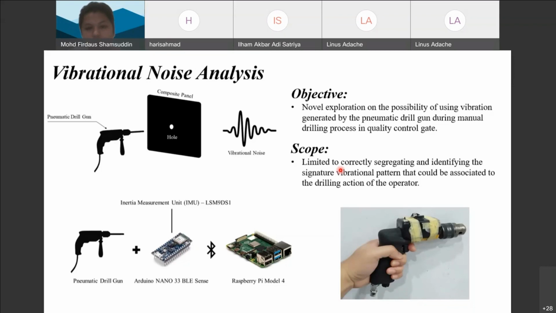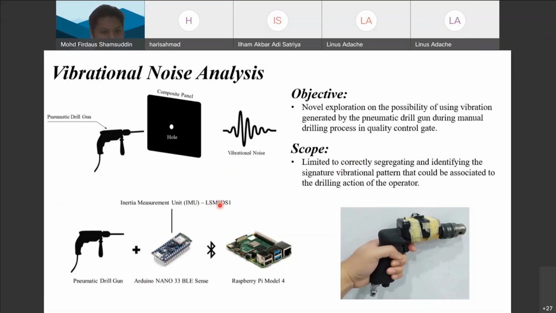But since this is our first exploration into vibration analysis of a pneumatic rig gun coupled with the manual process, we're going to limit it to only the first item. We're going to segregate the signal and identify whether there is any signature pattern associated with the drilling action of the operator. So if the signal occurs, then we know, okay, this is when the hole has been drilled. Okay, this is not. And this is how we build our sensor device.